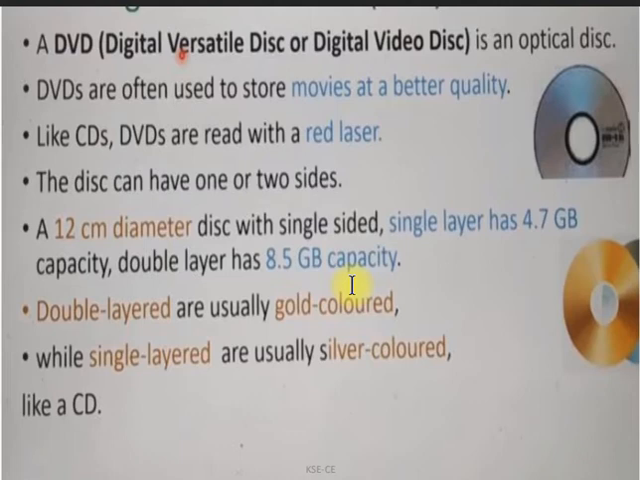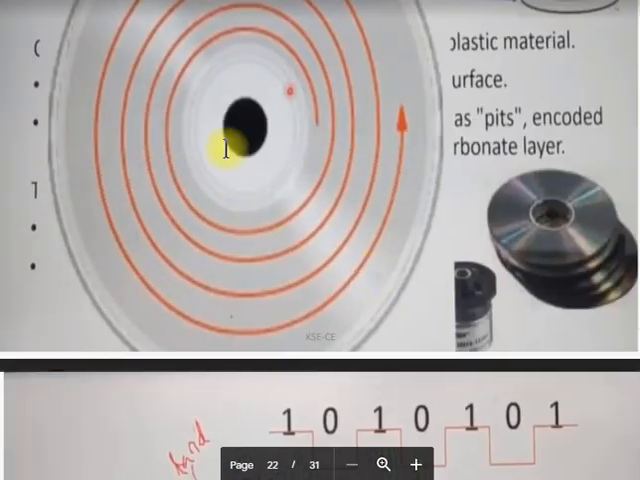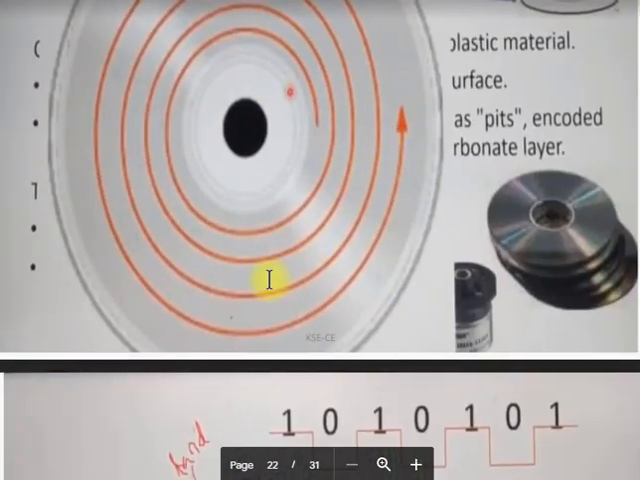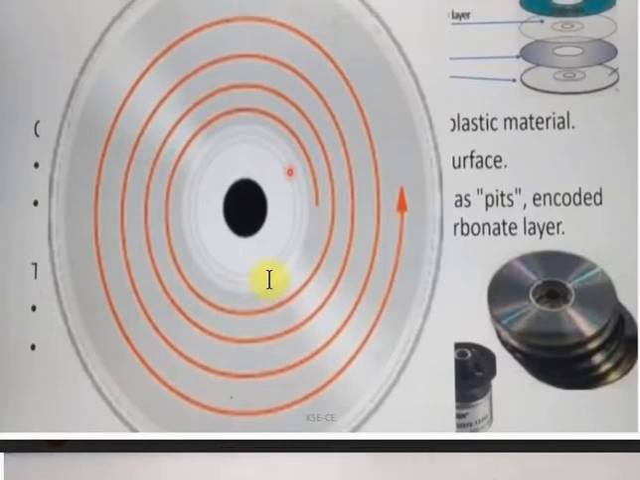Now CD has a 12 centimeter diameter disc with a single side. DVD is divided into two types, single layer and double layer. Single layer means the spiral, you can see here the spiral, right? It is up to 5 kilometers. If DVD is a single layer, it means the length of the spiral is single. If DVD is coated with a double layer, it means the length of the spiral is double.